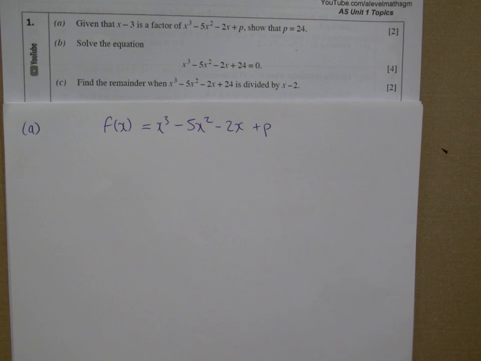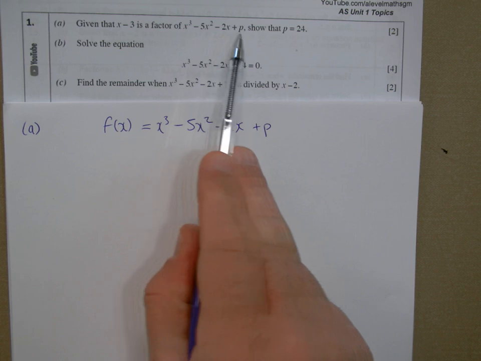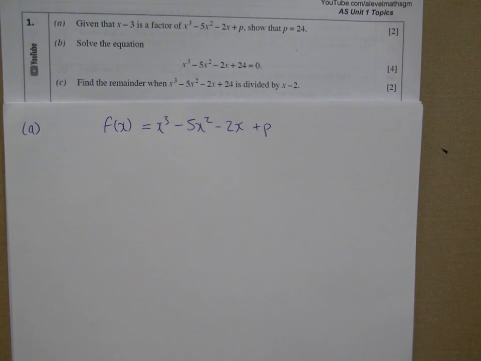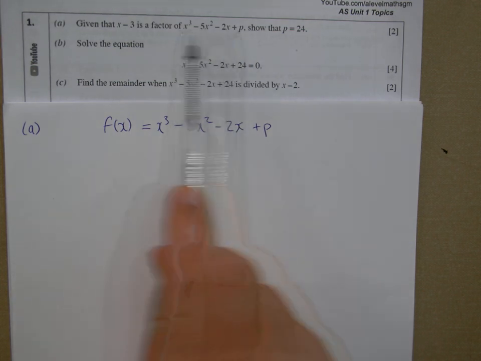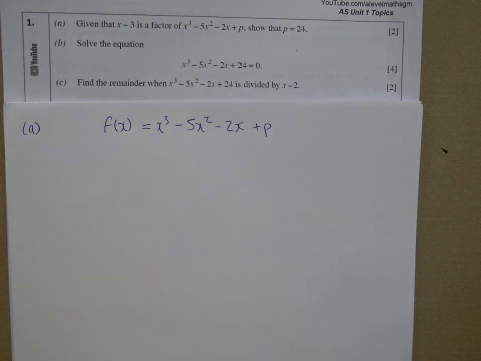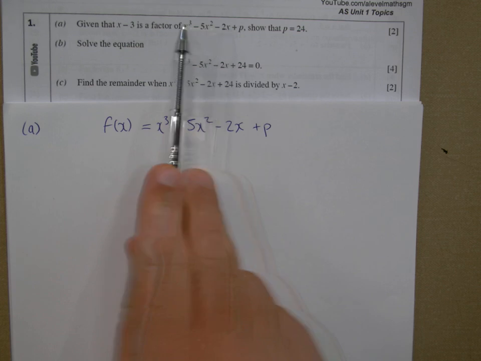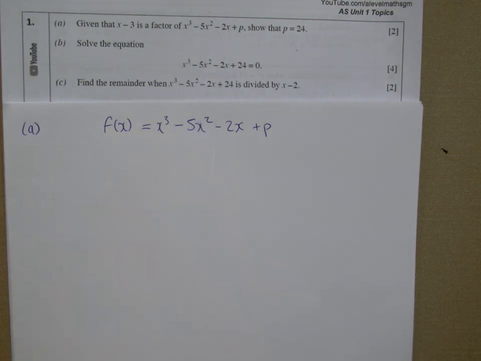Okay, given that x minus 3 is a factor of x cubed minus 5x squared minus 2x plus p, show that p equals 24. Now, first of all, we'll call this f of x, because essentially it is a function of x. It's like a function machine. You put x values in, you get something out. So we'll always call it f of x.